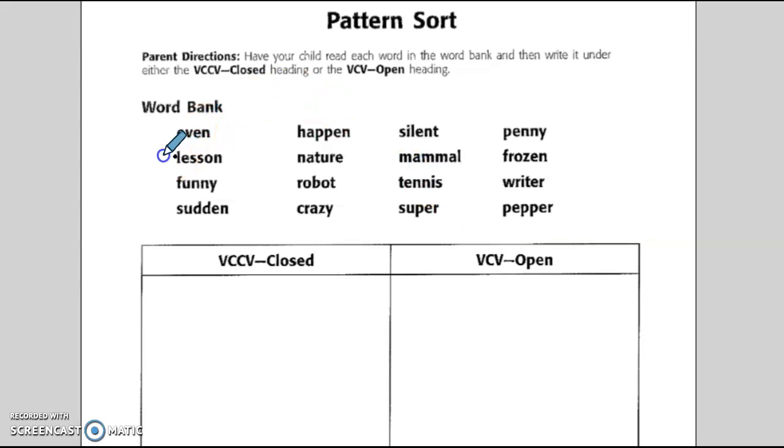Even. Once you have divided your word into two syllables, the next step is to mark it with the pattern. This one would be vowel, consonant, vowel. That tells us that the word even would go in this portion of the pattern sort.